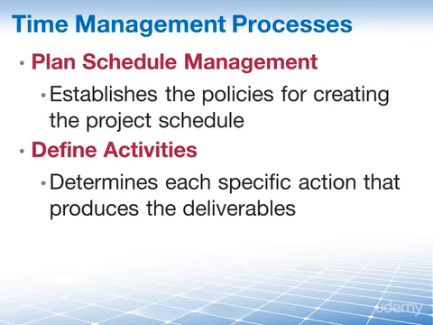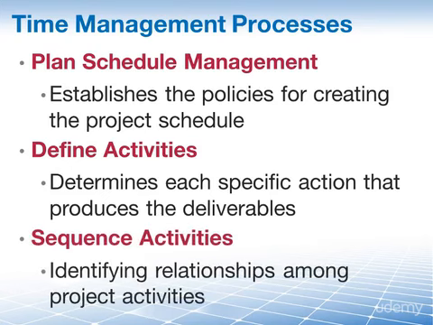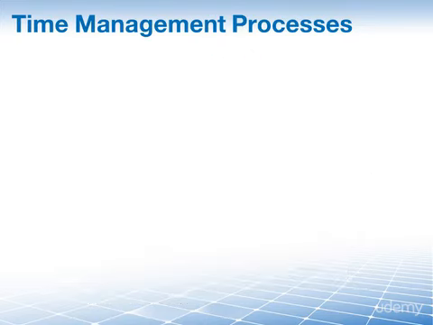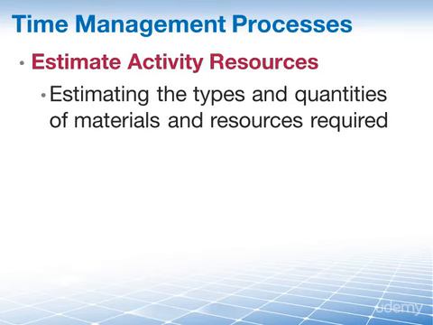Once we know what we're doing, we're probably going to be thinking about, well, in what order are we going to do this? We're going to sequence the activities. This is the process of identifying and documenting relationships among the project activities. At this point in time, we have a plan for time management. We have our activities defined, and we know in which order we're going to do them. So the next thing we're going to have to do is define who is going to do all of this. This is the process of estimate activity resources. Here we estimate the type and quantities of material, human resources, equipment, or supplies that are required to perform each activity.